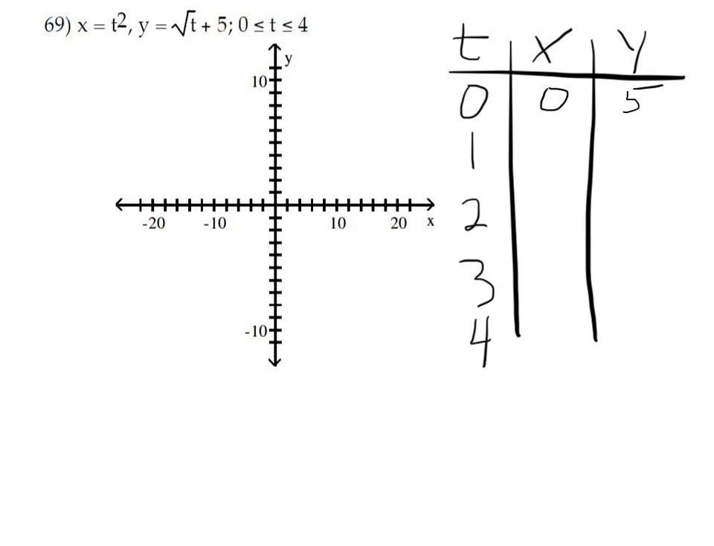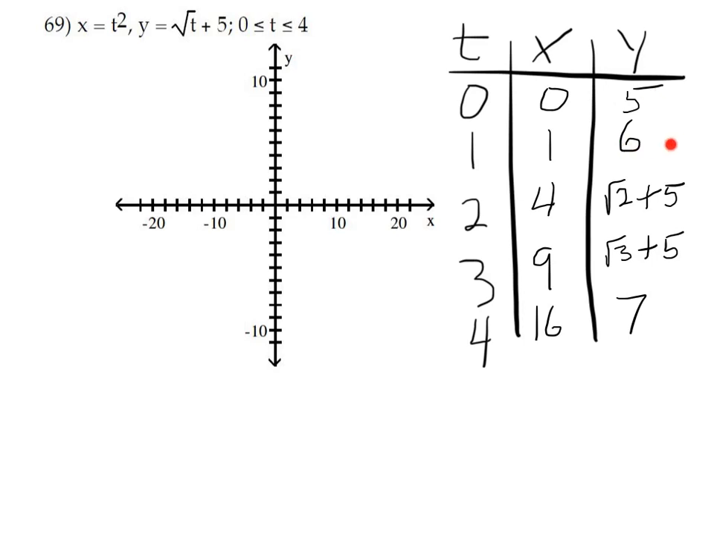Now with 1 squared is 1, square root of 1 is 1, plus 5 is 6. 2 squared is 4, square root of 2 plus 5 is messy, but we could calculate it. 3 squared is 9, square root of 3 plus 5 is messy. 4 squared is 16, square root of 4 is 2, plus 5 is 7. So that one works out pretty well. I probably won't even need my calculator because we're going slowly from 5 to 6 to 7. It won't be too hard to graph.